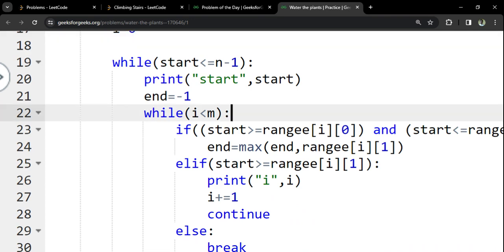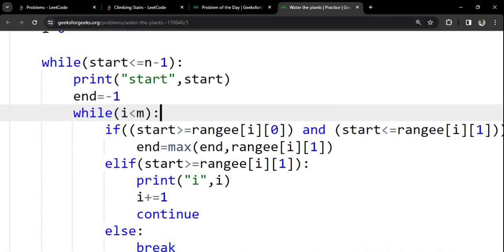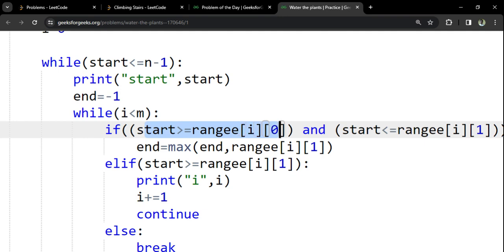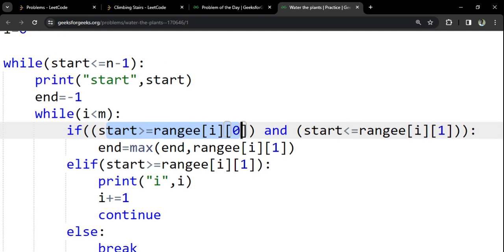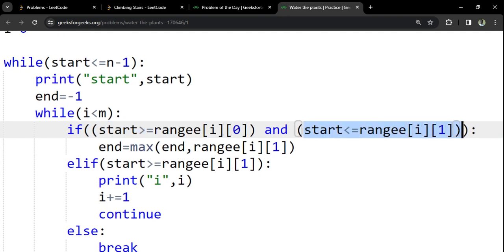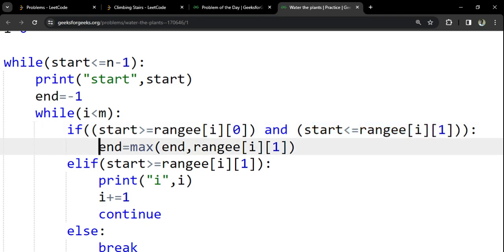So I'm simply checking if start is in this particular range. That is, start is greater than or equal to the 0th index, and start is less than or equal to the ith index. If that is the case, it could be a possible answer for us, a possible option. So I'm doing n is equal to the max of the current end and the range of I of 1. Remember, I of 1 is the end of that range.